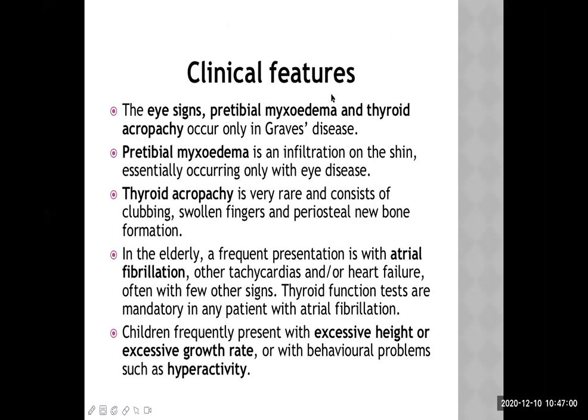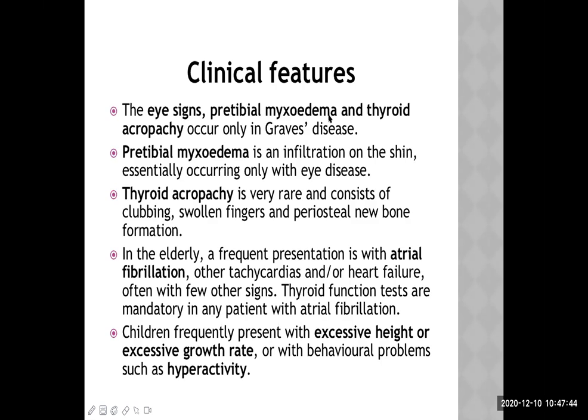Now we're talking about the clinical features of hyperthyroidism. Now we'll again repeat some of the important clinical features which you should remember. See there. The eye signs, pretibial myxedema, and thyroid acropathy occur only in Graves' disease. This is a very important piece of information. So these three things occur only in Graves' disease. The eye signs mean thyroid ophthalmopathy, like the typical exophthalmos, the lid lag, the stare type of look. All of these are seen in Graves' disease.